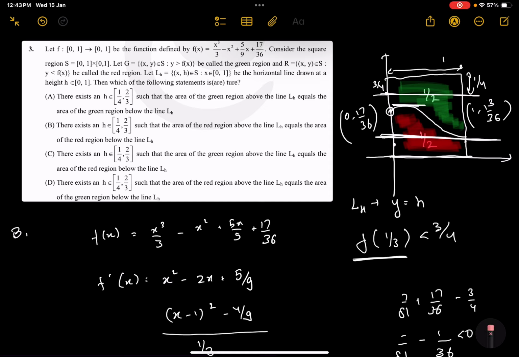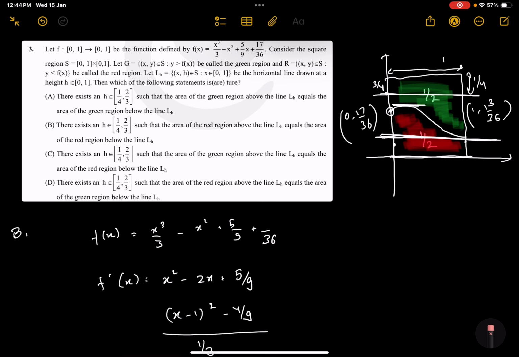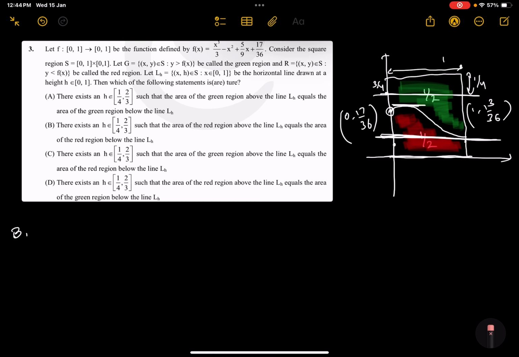And now we'll have to check for options C and D. And notice that if option C is correct, option D is correct, because the same line will satisfy both the conditions. So we are looking for a line like this such that this area is equal to this area.